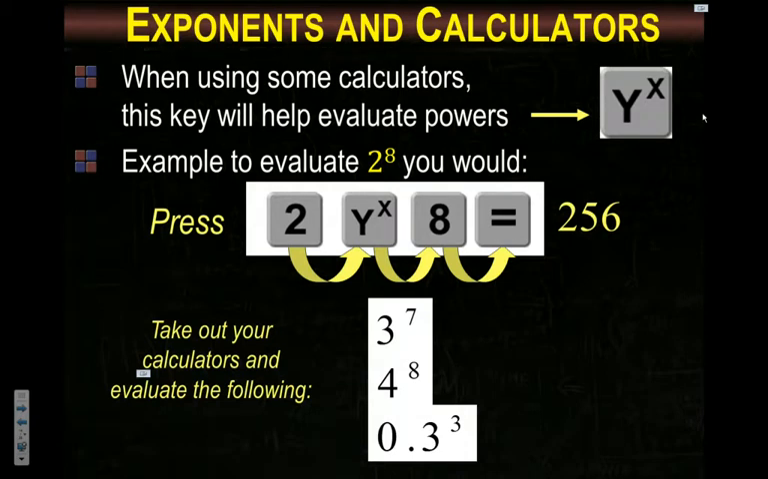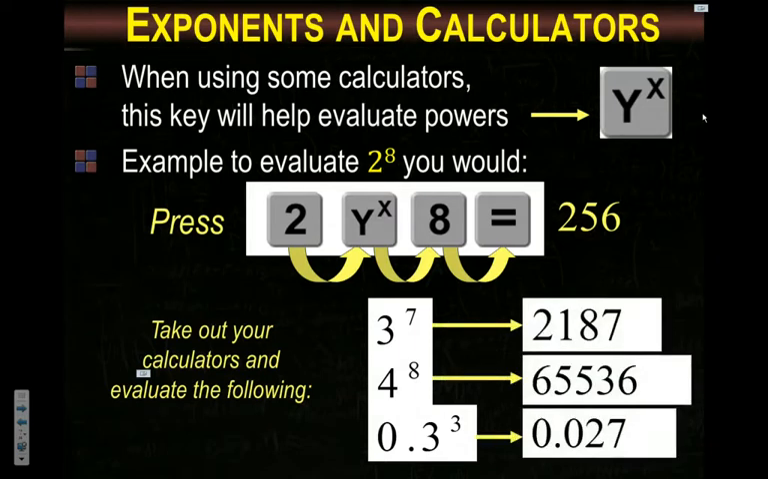Okay. What did people get for 4 to the power of 8? Is it actually like a 2,000 number? 65. Well, here's the answers. Okay. 2,187 is correct. 65,536 is correct. And then the last one is 0.027. So this is a bit of a calculator activity. But you can see here how with these big numbers to work with, the use of powers and exponents helps you to crunch these really big numbers.